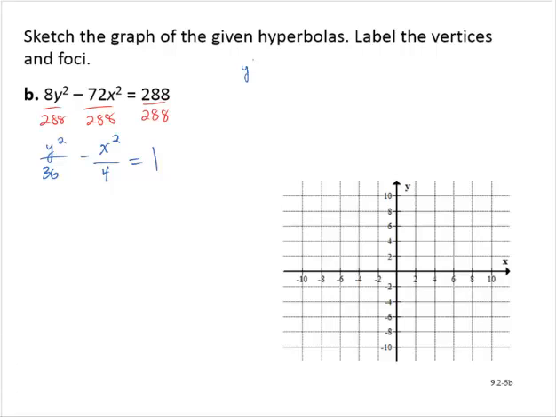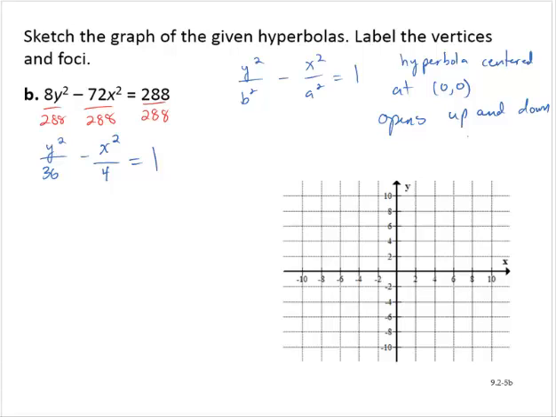Now when we have the equation of the form y squared over b squared minus x squared over a squared equals 1, this is again a hyperbola centered at the origin. But now notice the order is different than the previous one. In the previous example, we had x squared minus y squared. Here we have y squared minus x squared. This will open up and down. And so a rough sketch would look something like this.